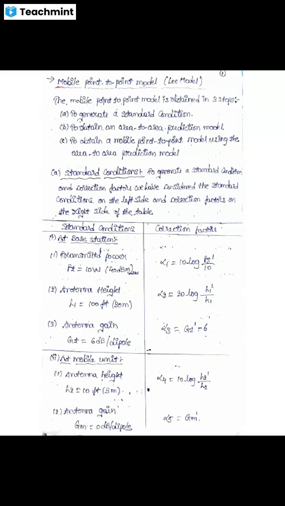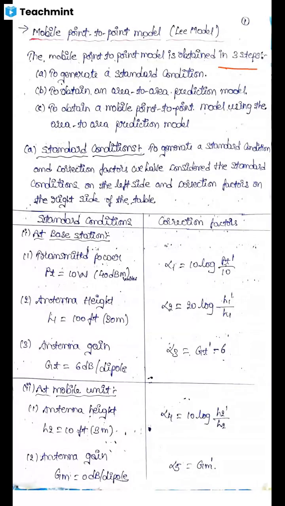This mobile point-to-point model is obtained in three steps. That is, to generate a standard condition, an area-to-area prediction model, and to find the mobile point-to-point model using the area-to-area prediction model. These are the three steps we study in this Lee model. So, coming to the standard conditions.